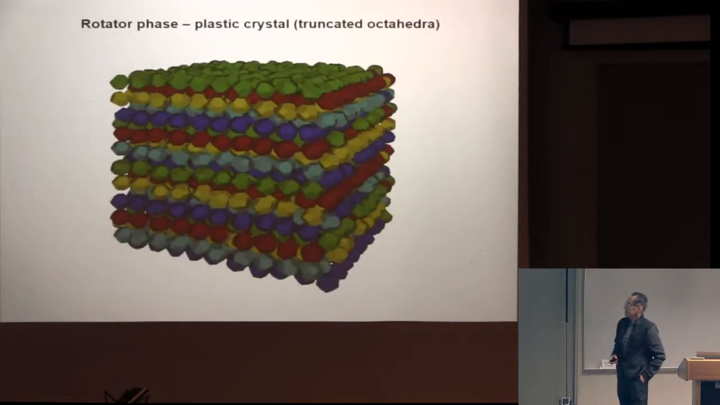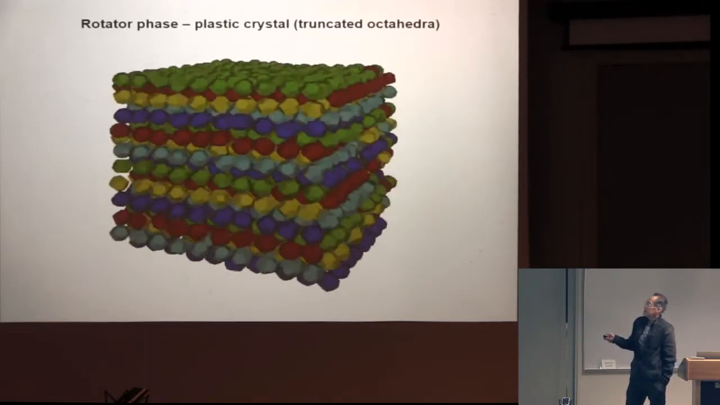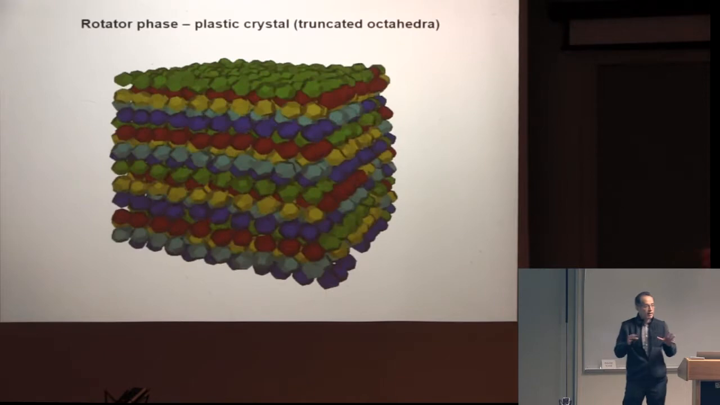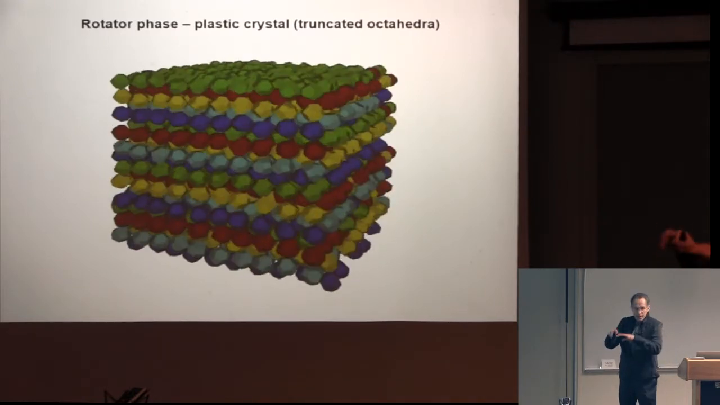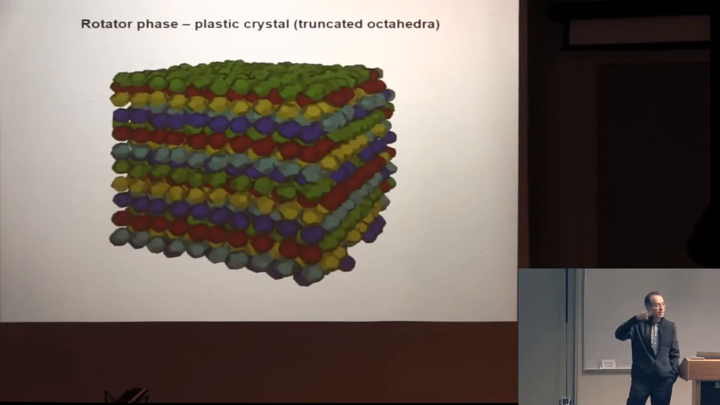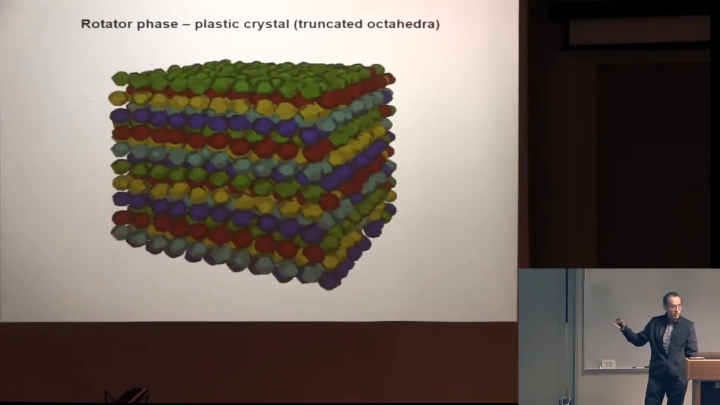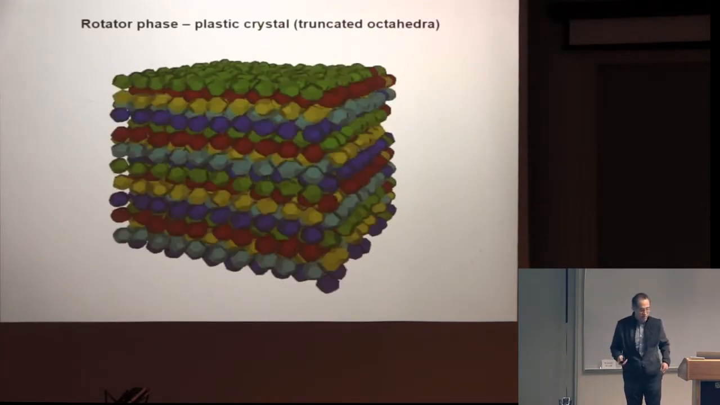So this phase is for the truncated octahedron. And what you see now is that the particles do stay put in these lattice positions. You see that the layers maintain the colors, but in those positions the particles are rotating freely. That's why this is called a rotator phase, or a plastic solid. And again, it's a very unusual, very beautiful system.